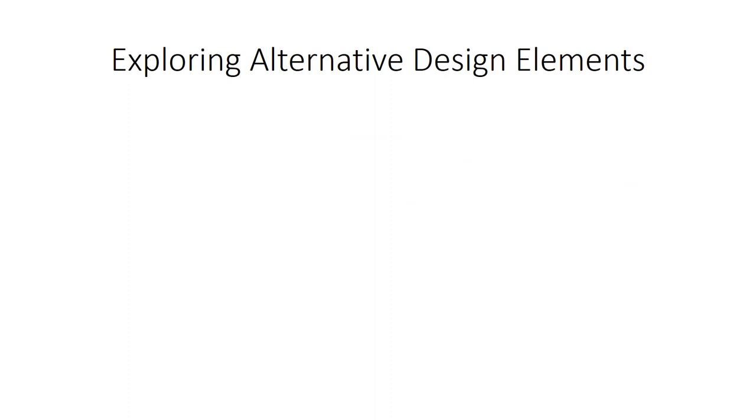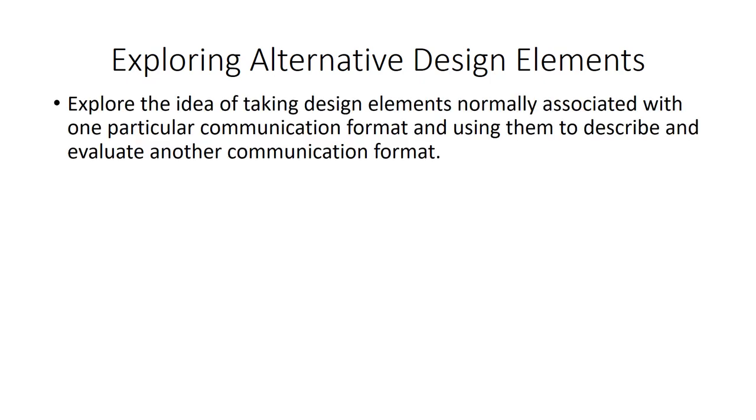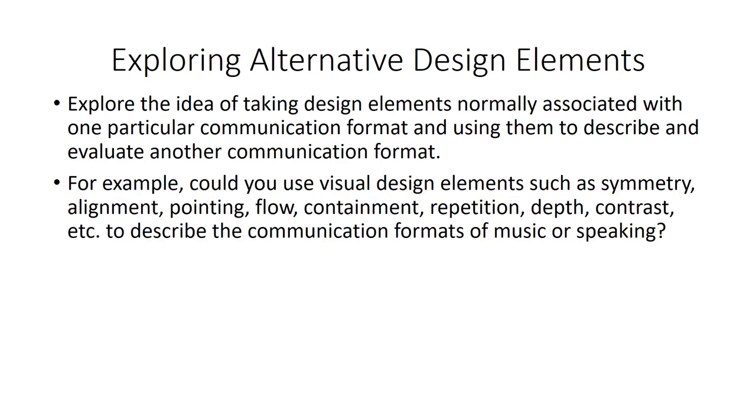Also, try to open up and not be constrained so much, and try to explore alternative design elements. What I mean by this is to explore the idea of taking design elements normally associated with one particular communication format and then use those design elements to describe and then later to evaluate another communication format. For example, you could use visual design elements like symmetry or alignment or point or flow or containment or repetition, depth, contrast to describe the communication formats of music or speaking.